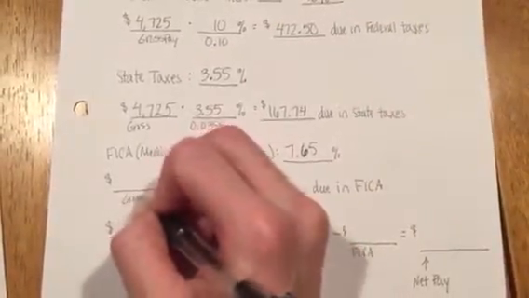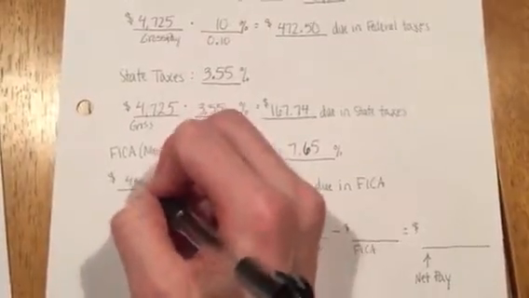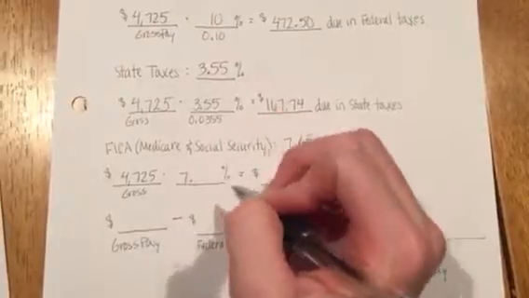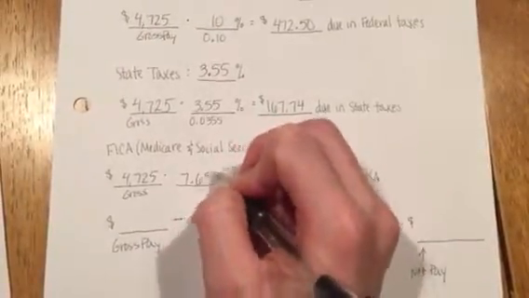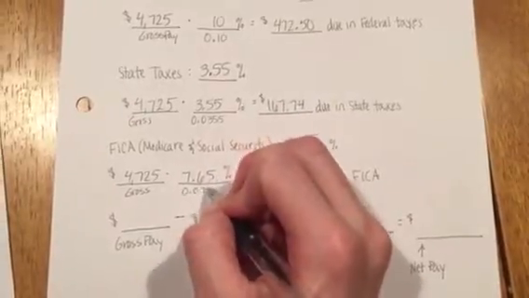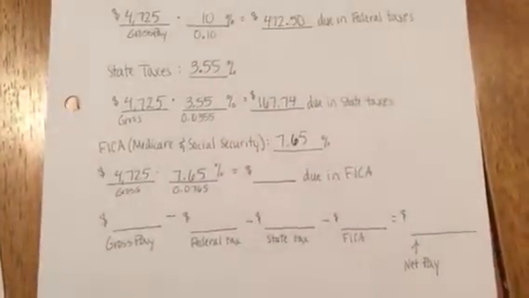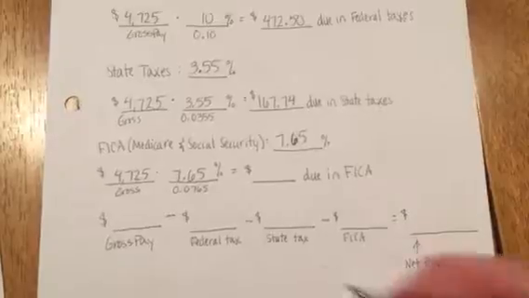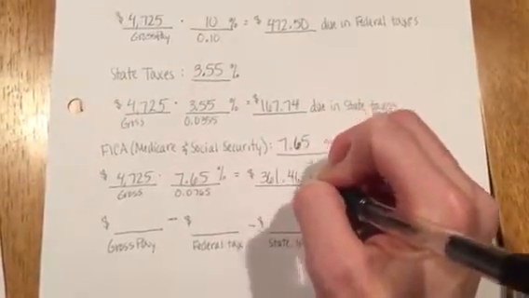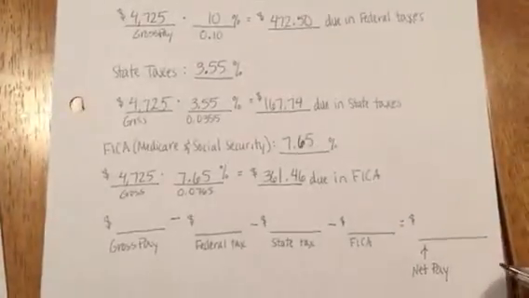So we take our gross pay, which was $4,725. We multiply that by the 7.65% for FICA, which is 0.0765. Do that in your calculator. You should end up with $361.46 that's due in FICA.